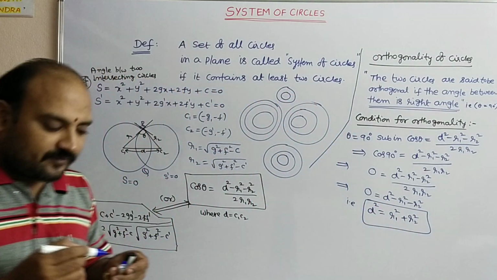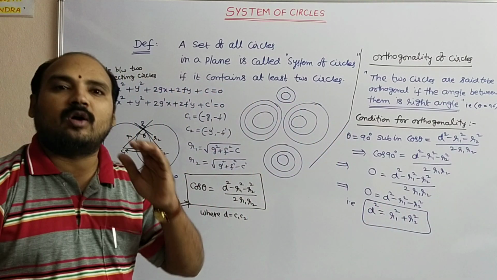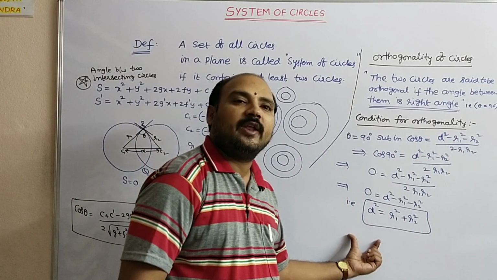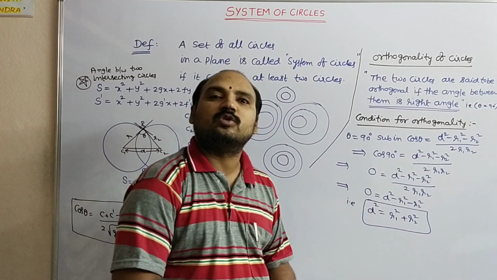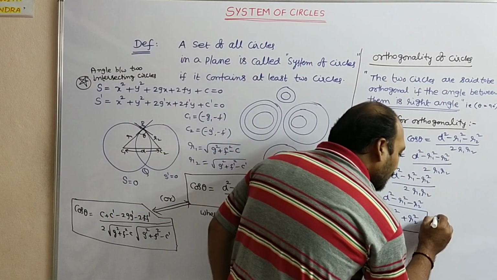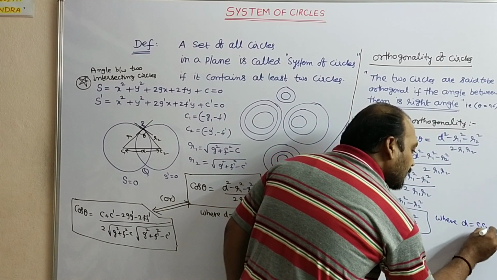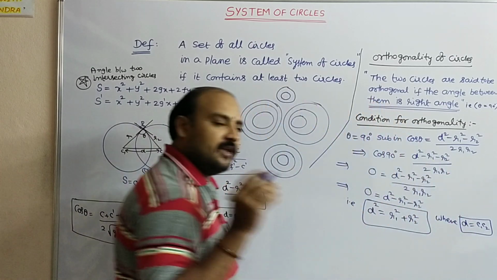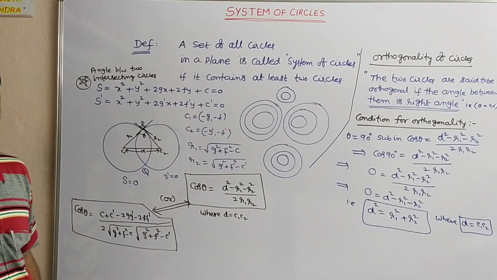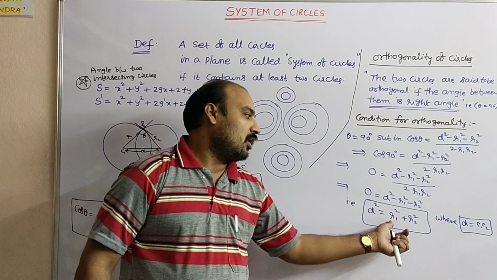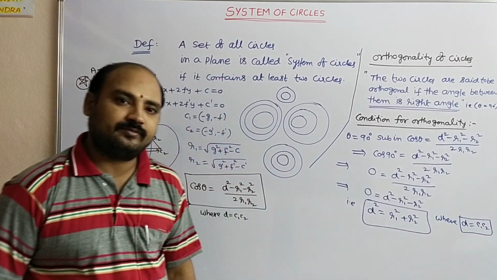So the condition for two circles to be orthogonal is d square equal to r1 square plus r2 square. What does d represent here? Where d represents the distance between their centers C1 C2. D is equal to C1 C2, and d square equals r1 square plus r2 square.